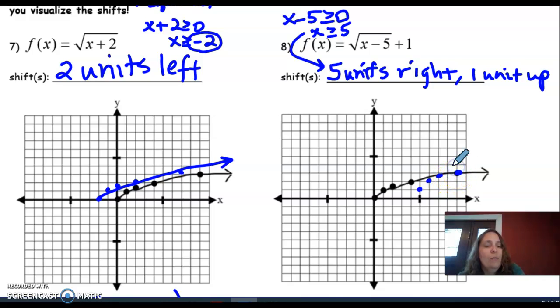I know that point. I've seen it before. That was a point on the original graph. So I'm going to go 1, 2, 3, 4, 5, and up 1. It's about there. It's not perfect, but it looks something like that.